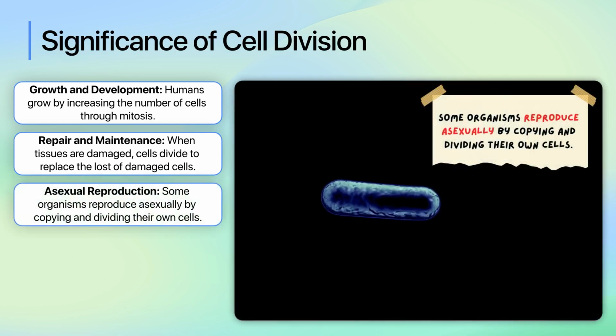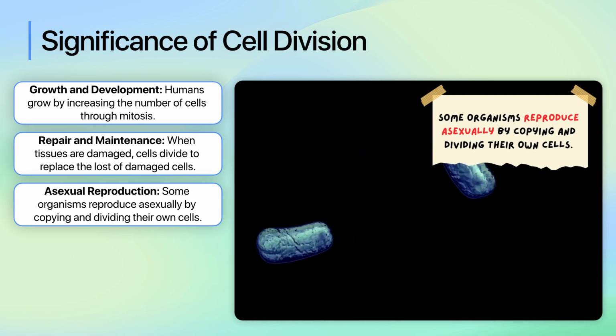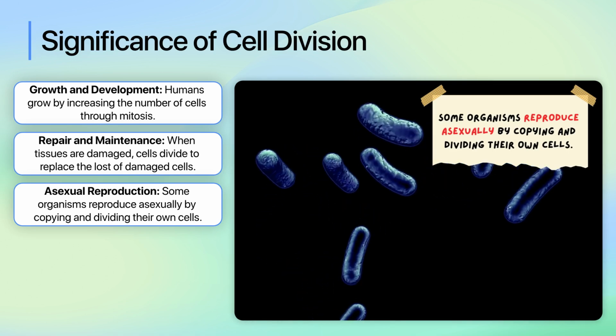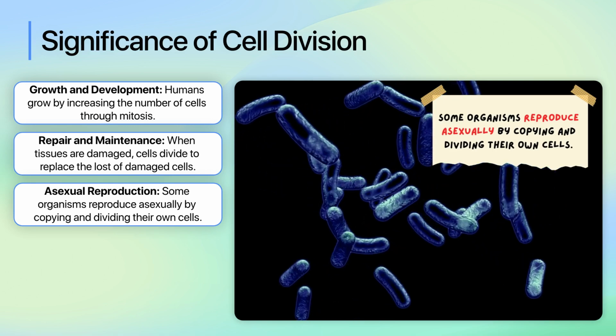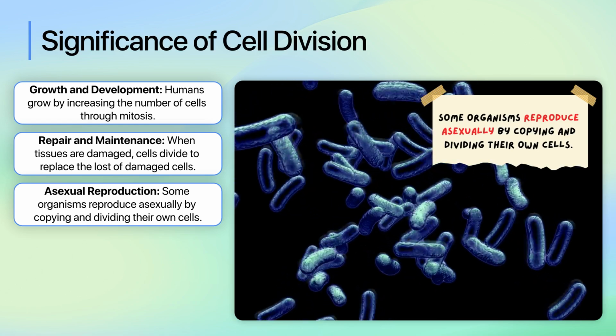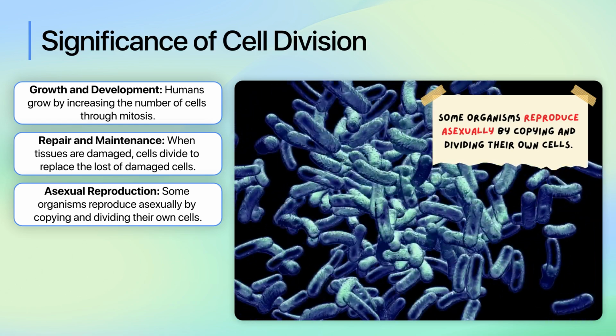Finally, cell division is necessary for asexual reproduction. Some organisms reproduce asexually by copying and dividing their own cells. For example, certain plants and unicellular organisms, like bacteria, use mitosis for reproduction.